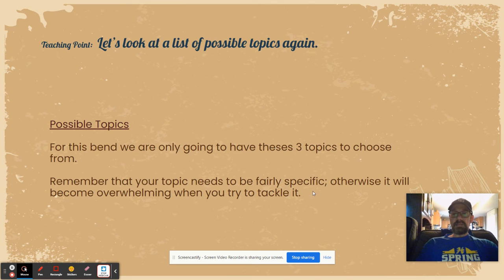We're not taking something in general. We're not picking a year. We're not picking some states', or at that point colonies', participation in the war. We're picking a very specific event that you're going to be able to research and write about.